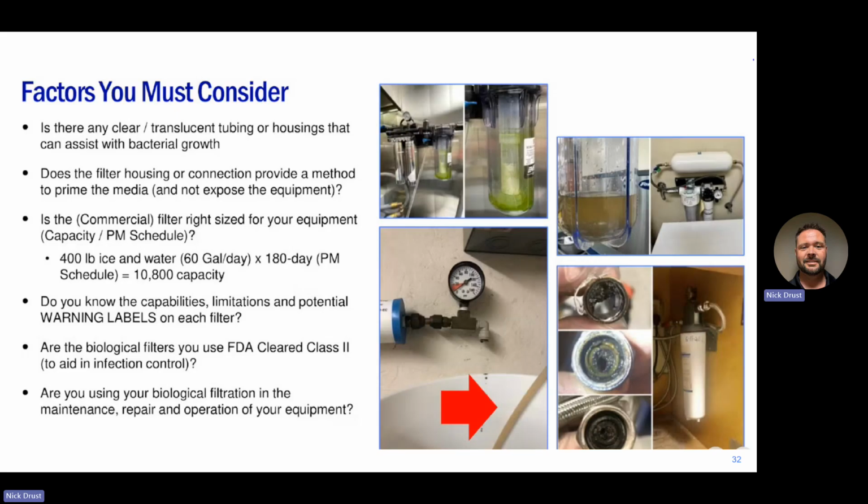So before we move on, I'm going to leave you with a few questions, what you should be asking. First, do you have clear or translucent filter housings exposed to ambient light? Second, when a filter is installed, can it be primed without exposing the downstream equipment? Many facilities teams will prime a filter by running that water through the ice machine, which is definitely something you want to stay away from. Remember the warning labels we spoke about. Remember, we should be looking at biological filters that are FDA cleared class 2.